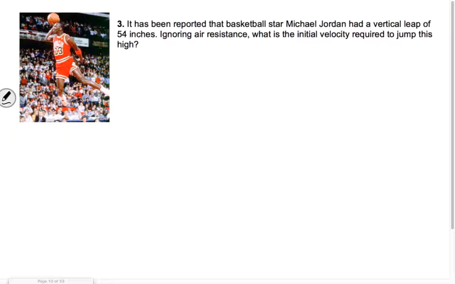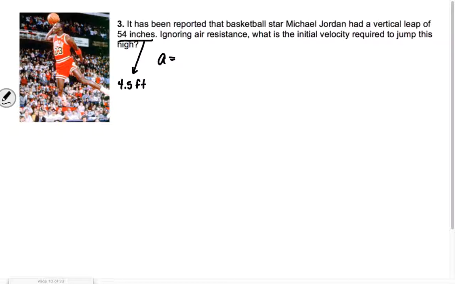So if we have a vertical leap of 54 inches, we're going to go through this. What do I always start with? Acceleration. If I'm in inches, oh man, let's put this in feet. How far is 54 inches? How many feet is that? Yeah, 4.5. So we have 4.5 feet.